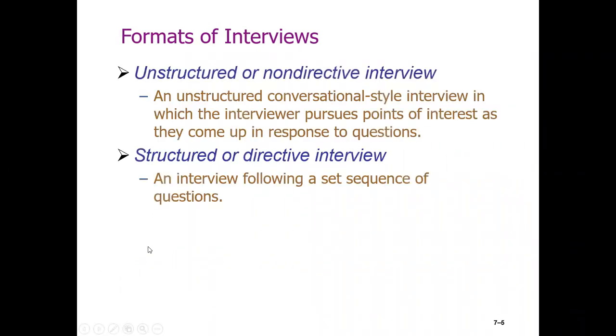Talking about the formats, it is said that unstructured or non-directive interview is an unstructured conversational style interview in which the interviewer pursues points of interest as they come up in response to questions. And when you talk about structured or directive interview, it is said that an interview following a set sequence of questions. Okay, so that is basically predefined questions, and they are provided to the interviewer in a printed format, and the interviewer is supposed to ask the same set of questions to every candidate.